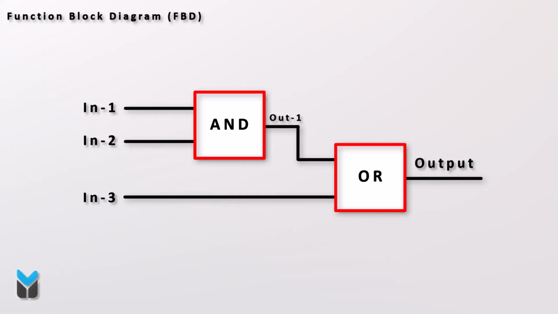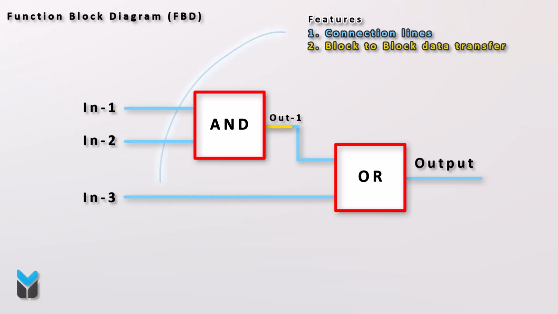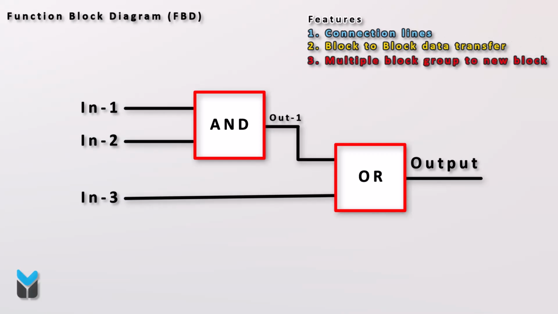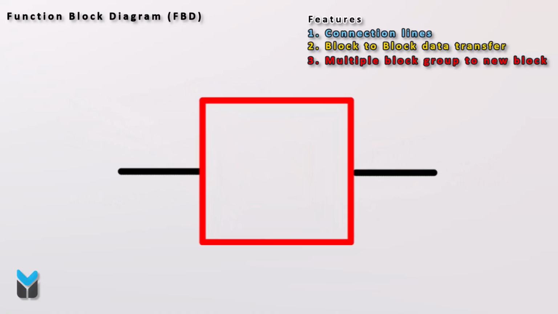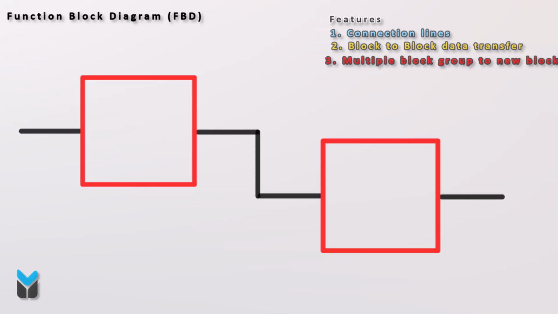All elements are connected through connection lines, which clearly define how signals flow from one block to another. This visual structure makes the logic easy to trace and debug. One of the key strengths of FBD is that the output of one block can directly serve as the input to another. This allows engineers to build complex control systems step by step in a modular way. Additionally, multiple blocks can be grouped into a single function block, making the overall system more organized, reusable, and scalable.